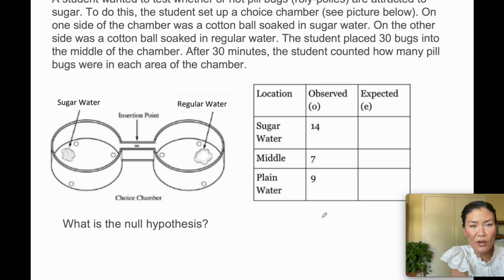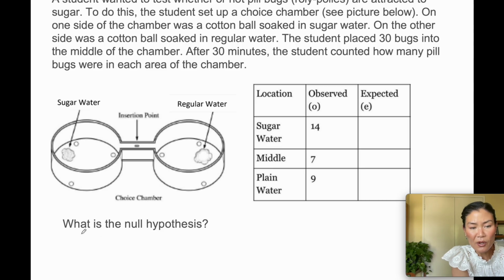It got kind of cut off at the top, but I think you can read it with me. A student wanted to test whether or not pill bugs or roly-polies are attracted to sugar. To do this, the student set up a choice chamber, see picture below. On one side of the chamber was a cotton ball soaked in sugar water. On the other side was a cotton ball soaked in regular water. The student placed 30 bugs into the middle of the chamber. After 30 minutes, the student counted how many pill bugs were in each area of the chamber.